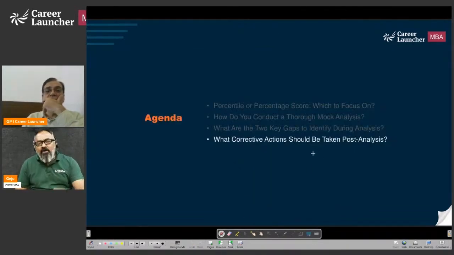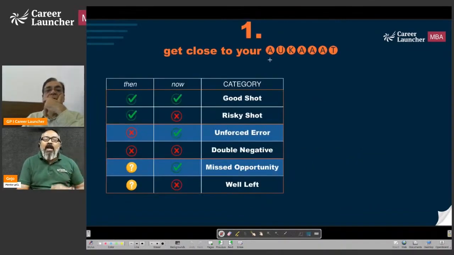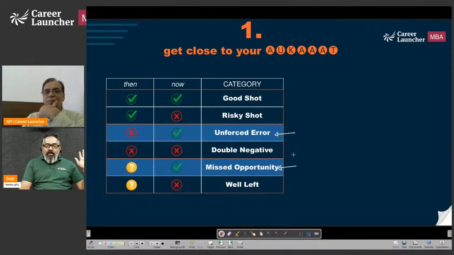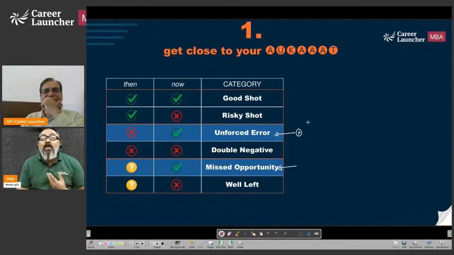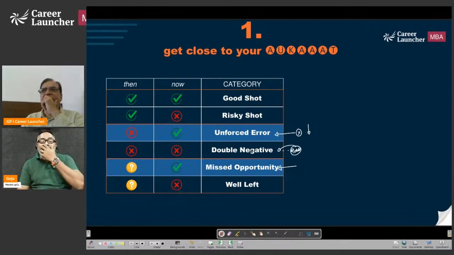And corrective action is needed. Two things are simple. First, get close to your औकात. For that, how do I reduce unforced errors, how do I reduce missed opportunities, these two. So if I can address these things, why am I making mistakes, how do I reduce my mistakes, meaning unforced errors, which is like a double negative, avoid this completely. Okay, avoid it, like GP said, double negative, we will avoid; missed opportunity will come. GP, anything on what students can do? I'm sure we are doing sessions specifically within VRC, within DILR, within QA, so each section may be different, but broadly, any advice to the students making all these unforced errors?